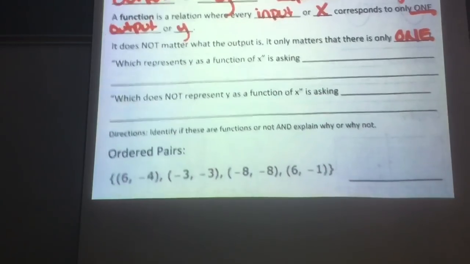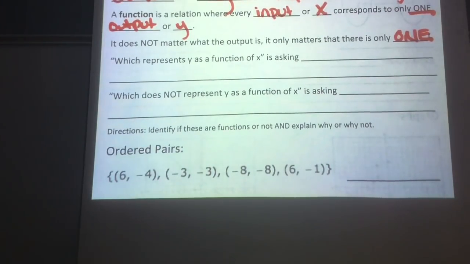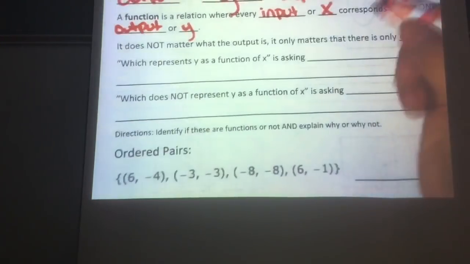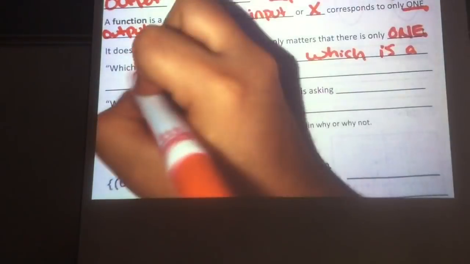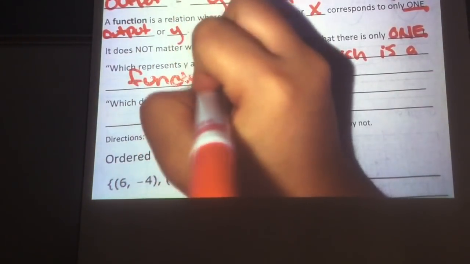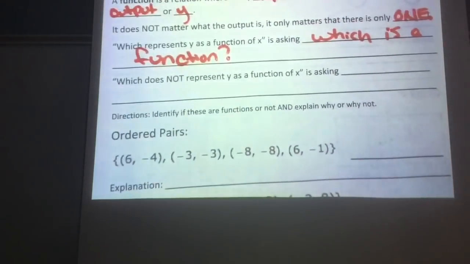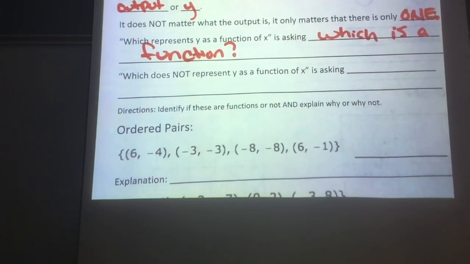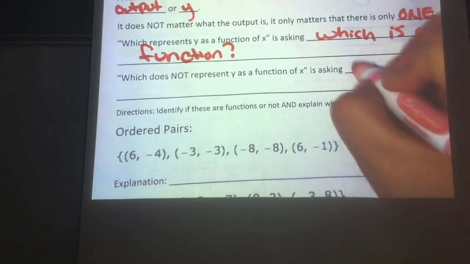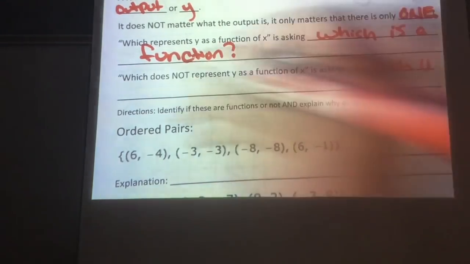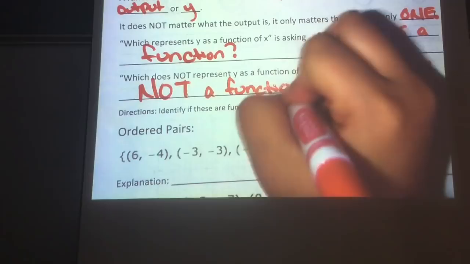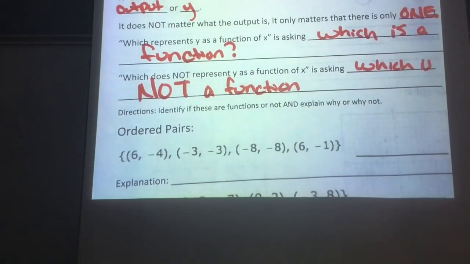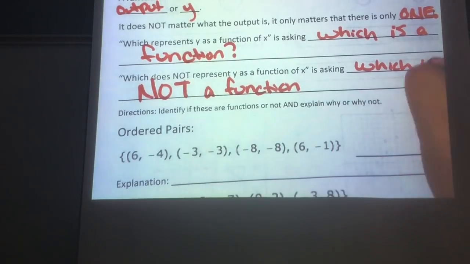So some ways that they could ask you this is, which represents y as a function of x? It's just asking which is a function. Which does not represent y as a function of x is just asking which is not a function. So it might sound a little weird, but it's just asking which is a function, or if it's asking which does not represent y as a function of x, it's just which is not a function.